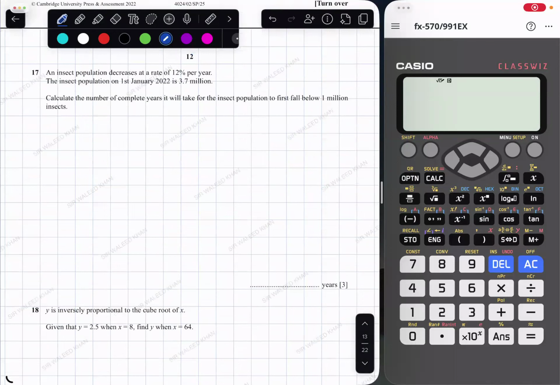Question number 17. An insect population decreases at a rate of 12% per year. The insect population on 1st January 2022 is 3.7 million. Calculate the number of complete years it will take for the insect population to first fall below 1 million. Okay, so again, a hit and trial method, which we had talked about.